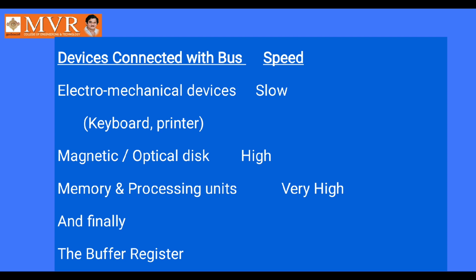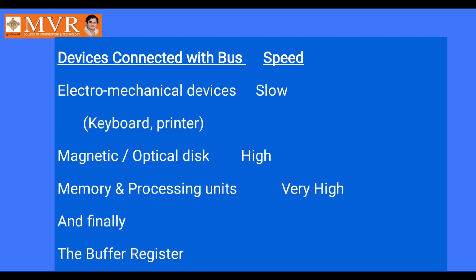Finally, there is one more basic device connected with the bus, the buffer register. Why is it used? Just now we discussed that when a low speed device is connected with a high speed device, a problem occurs while transmitting the data, called synchronous or asynchronous timing. To avoid this problem, we use these buffer registers.